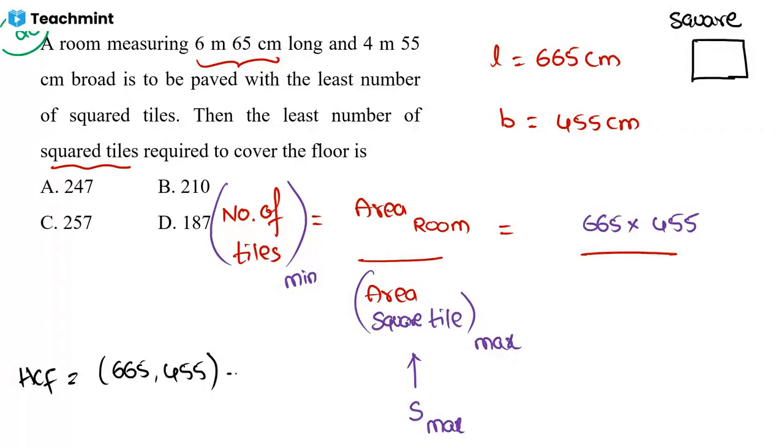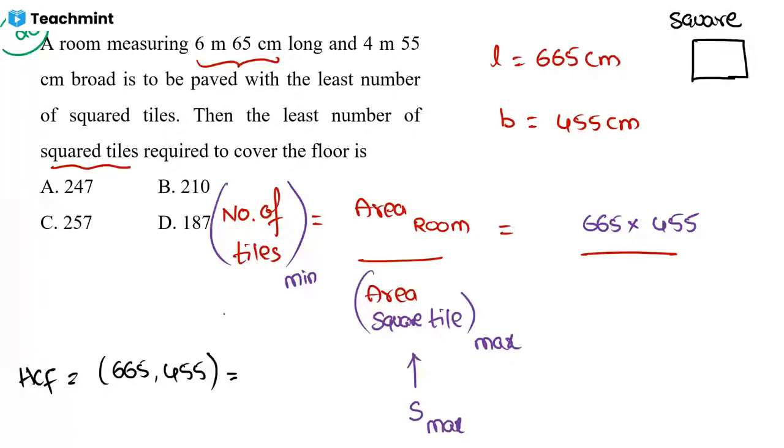We have to calculate LCM here. So for HCF, the highest one and a common one are required. So the highest, maximum and common one. Now HCF for 665 and 455. If you don't have the idea, you can write it as prime number powers.